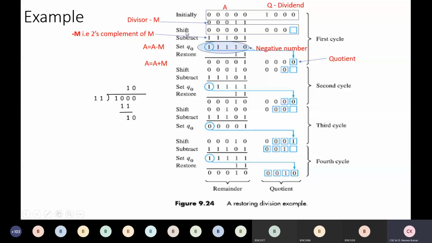So what we had done here: one is the left shift we had done, second is we had done A is equal to A minus M subtraction. So we did minus M subtract. So this is the minus M. We got this negative number. Negative number means we must restore, so I added 11. We added M again, and I had restored the previous number.